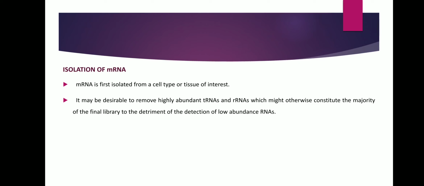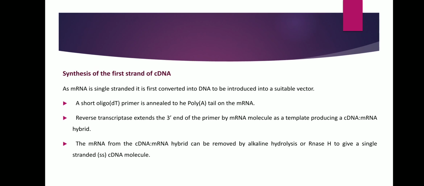Isolation of mRNA. mRNA is first isolated from a cell type or tissue of interest. It may be desirable to remove highly abundant tRNAs and rRNAs, which might otherwise constitute the majority of the final library, to the detriment of the detection of low abundance RNAs.